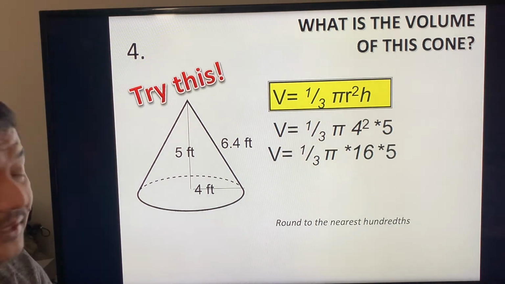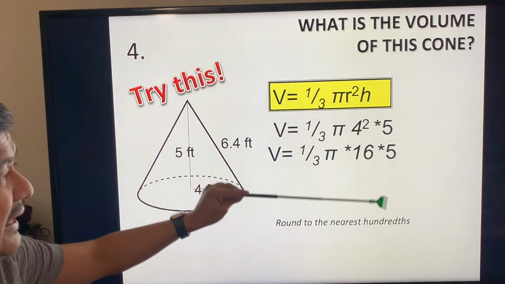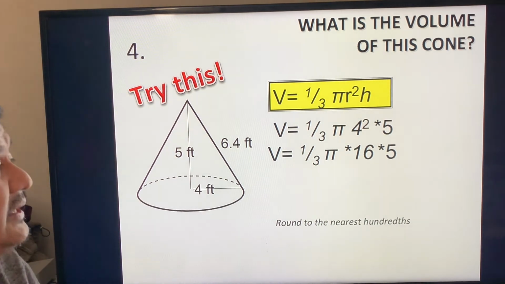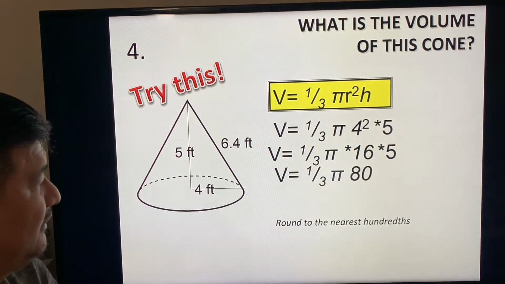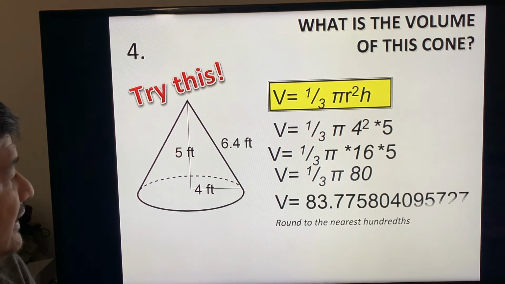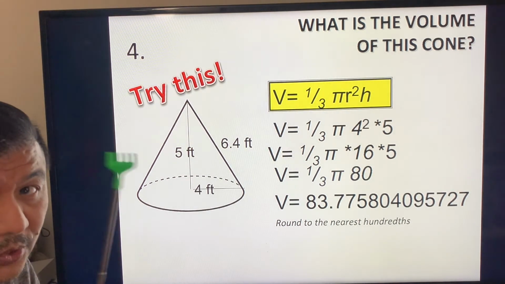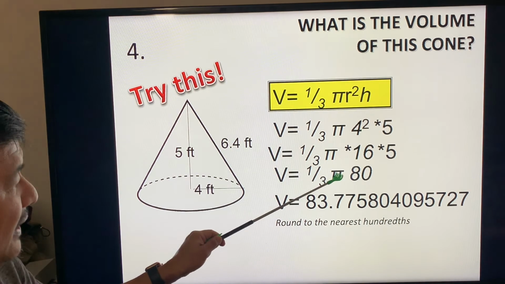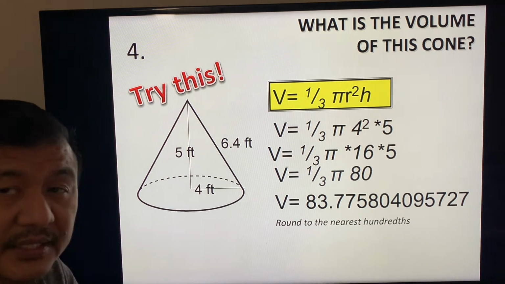I plug it in. See how I show my work? You have to show it step by step. Even if you can do it mentally, it is a good habit to write it down. 16 times 5, I multiply that and I get 80. You could multiply now, 80 times pi, then divide by 3. No rounding yet. 80 times pi, then divide by 3. You will get another non-terminating decimal.